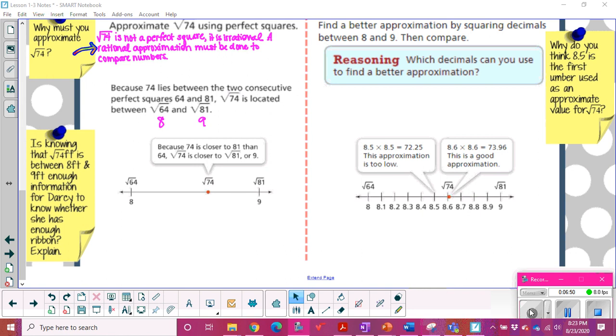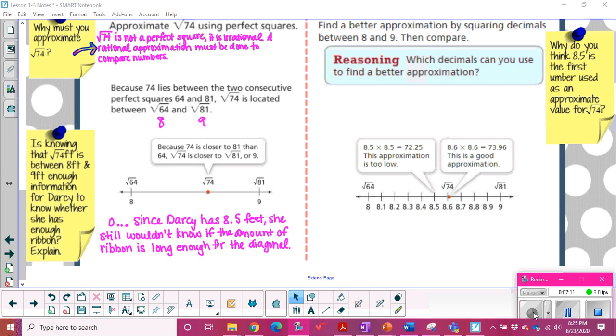Is knowing that the square root of 74 feet is between 8 feet and 9 feet enough information for Darcy to know whether she has enough ribbon? Explain. Well, she has 8.5 feet of ribbon, and we know that the square root of 74 is between 8 and 9, and so is 8.5, so that's really not enough to explain it. We need to look into this a little bit more. So let's find a better approximation by squaring decimals between 8 and 9, and then we'll compare.